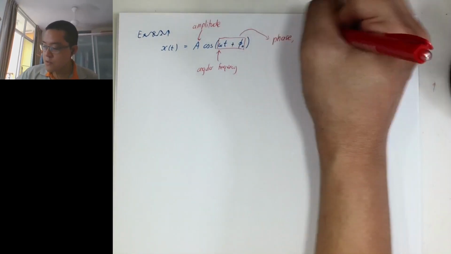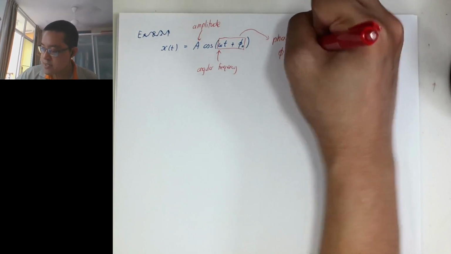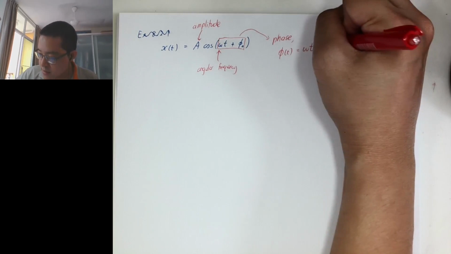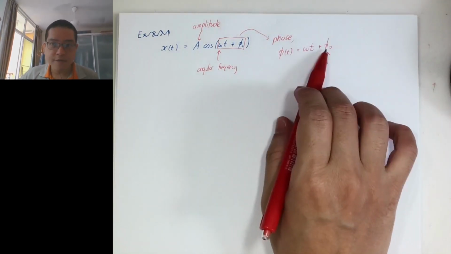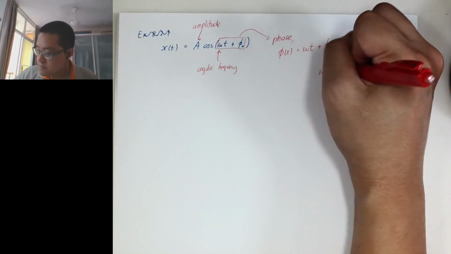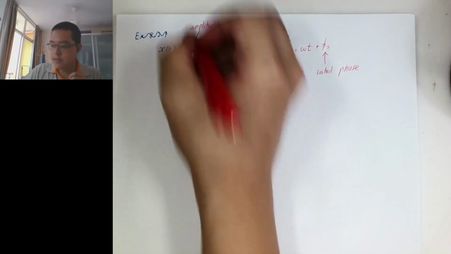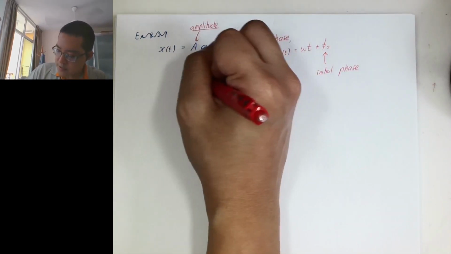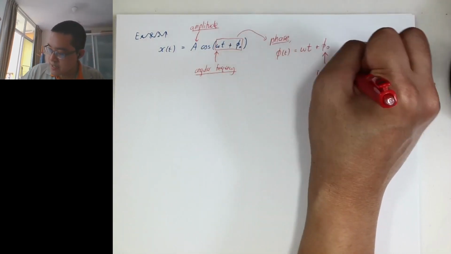Okay, so we call this the phase, and usually the phase is a function of t, a linear function of t in this case. And of course, when t is 0, the phase is equal to phi naught. So this is the initial phase. These are the names that I should tell you properly, because we will use these words quite often, right? So phase and initial phase.